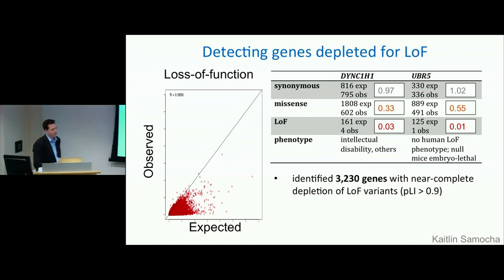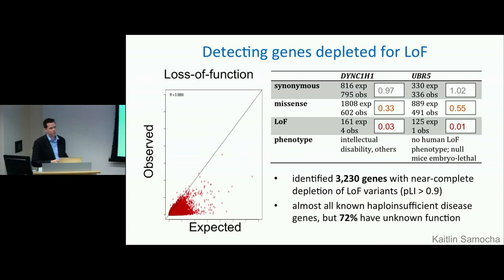So across ExAC, we identify over 3,000 genes with a near-complete depletion of loss-of-function variants, and that set of 3,000 genes includes almost all known haploinsufficient disease genes, that is, genes where knocking out one copy is sufficient to cause disease. But importantly, more than 70% of these highly LOF-depleted genes have unknown function. That is, we do not yet have a human phenotype associated with that particular gene, and in most cases, we actually don't even have a guess as to what the function of those genes are.